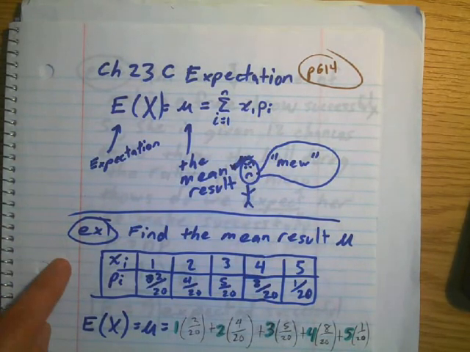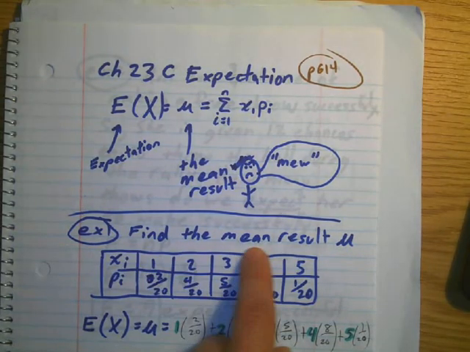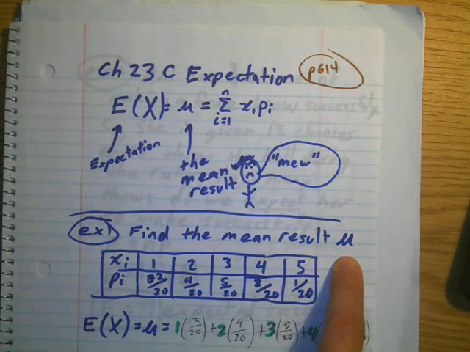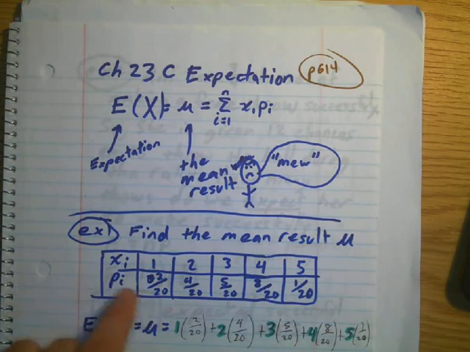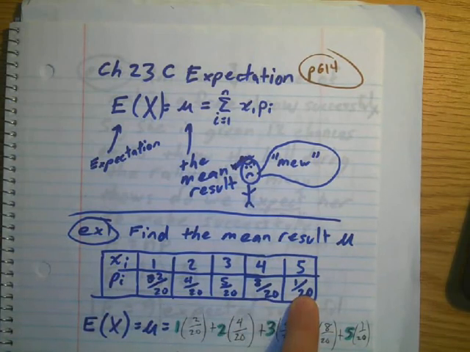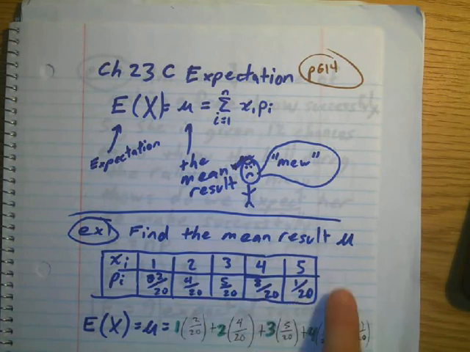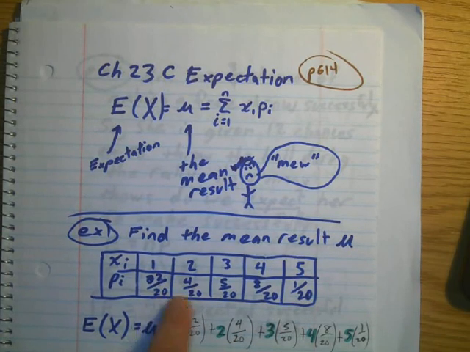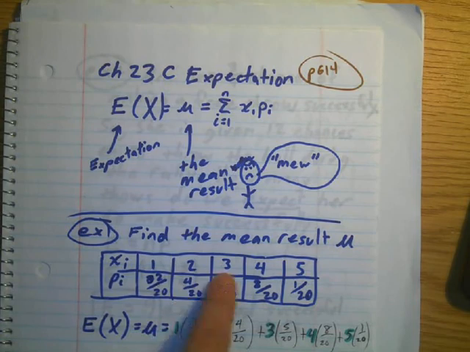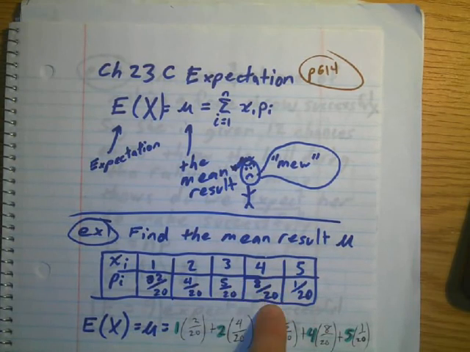Okay, in example 1, we want to find what is the mean result. Okay, so all of these probabilities, guess what? They add up to 1, right? 2 over 20 plus 4 over 20 is 6 over 20, plus 5 over 20 is 11 over 20, plus 8 over 20 is 19 over 20, plus 1 over 20 is 20 over 20. These probabilities all add up to 1.